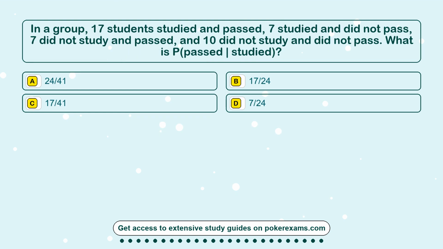Question 23. In a group, 17 students studied and passed, 7 studied and did not pass, 7 did not study and passed, and 10 did not study and did not pass. What is P(passed | studied)? Option A 24/41. Option B 17/24. Option C 17/41. Option D 7/24.